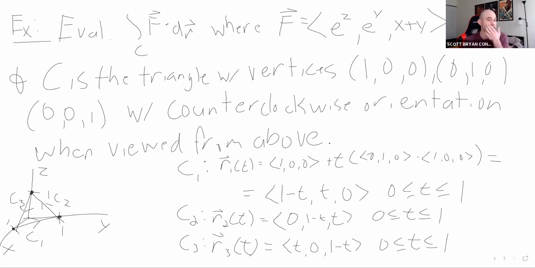Okay, so these are the parameterizations for the three pieces of the triangle. And we're going to integrate the same vector field over these three different curves, using these three different parameterizations. All right, so we'll integrate over C1, and then I'll tell you what the intervals are for C2 and C3. Okay, so C1.